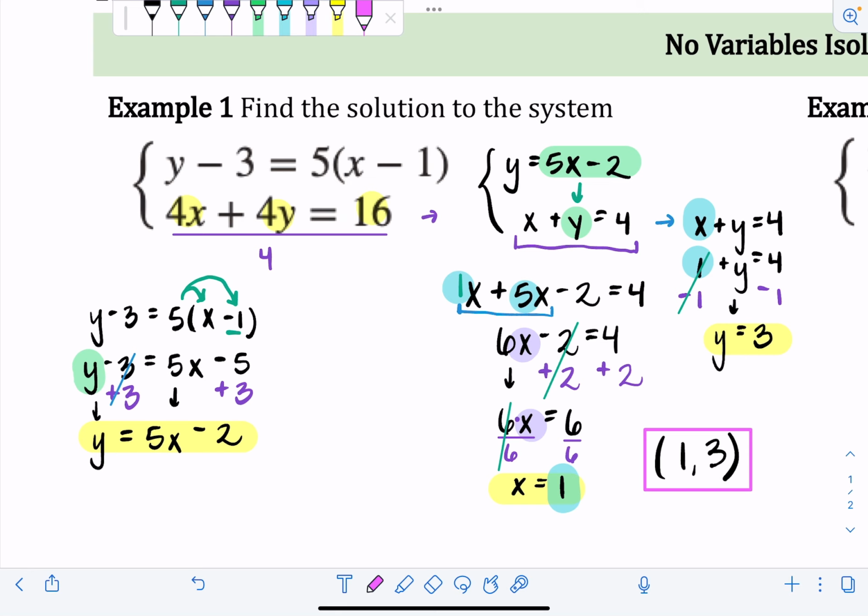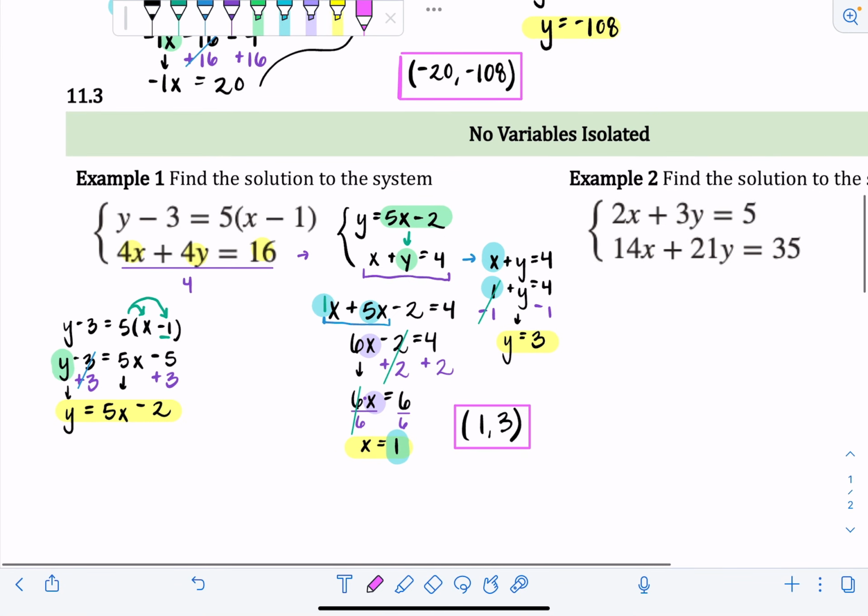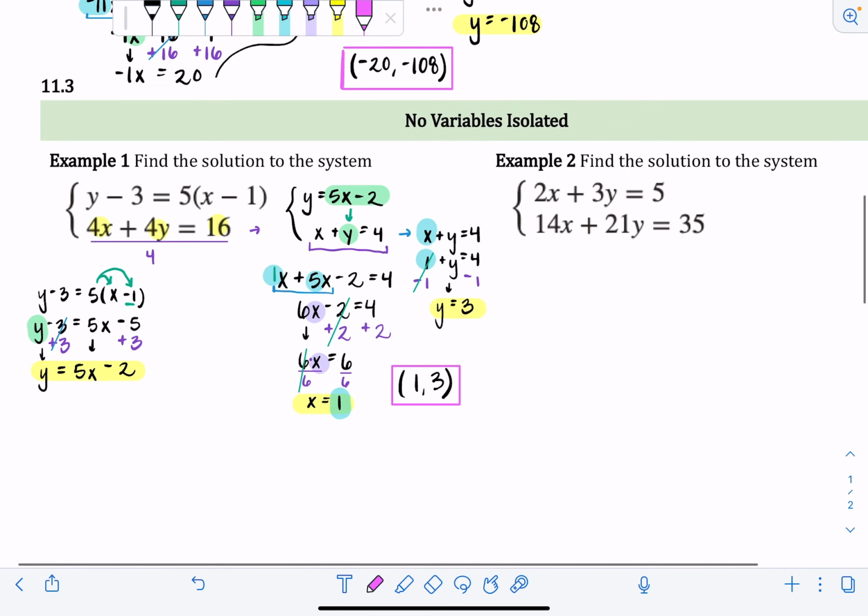Okay, so last problem. Sorry, I would rather err on the side of giving you extra examples. That way we cover everything, rather than try to shorten it and miss out on something or not give you as many examples as you need. So, example 2. Find the solution of the system. 2x plus 3y equals 5, and 14x plus 21y equals 35.